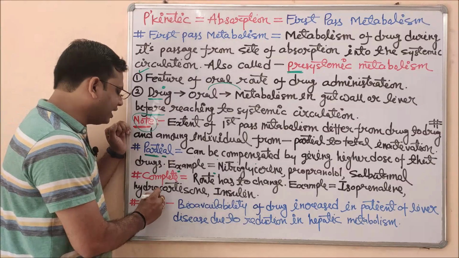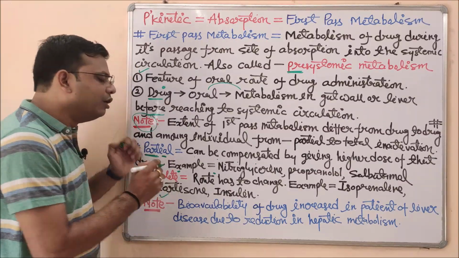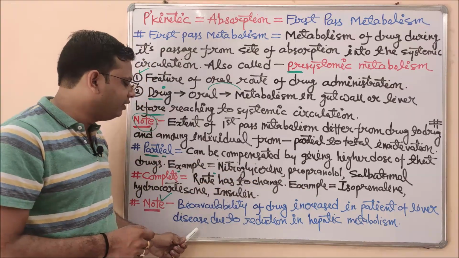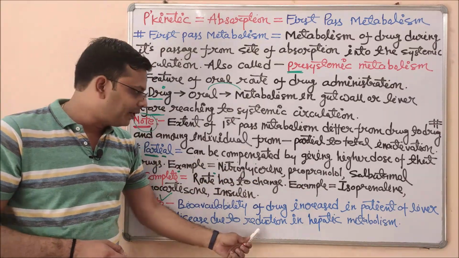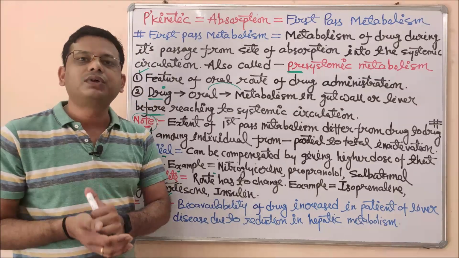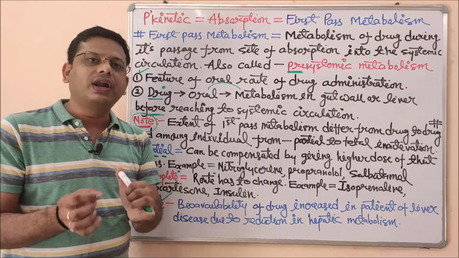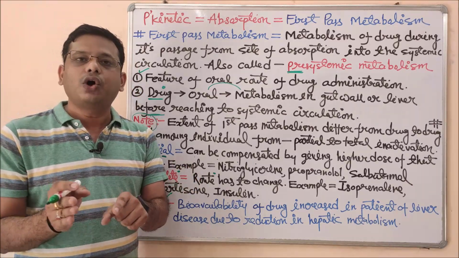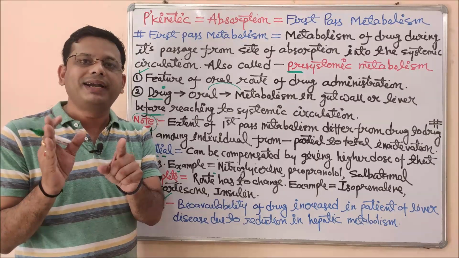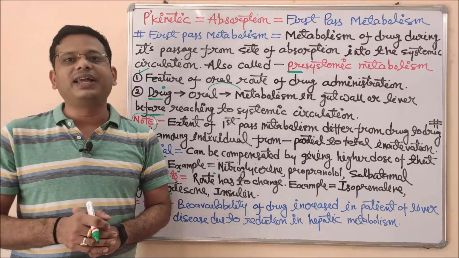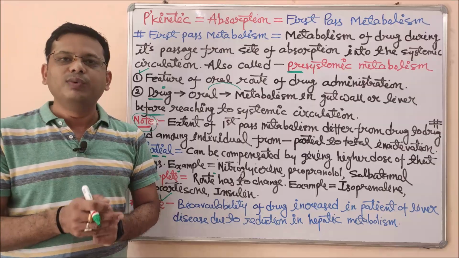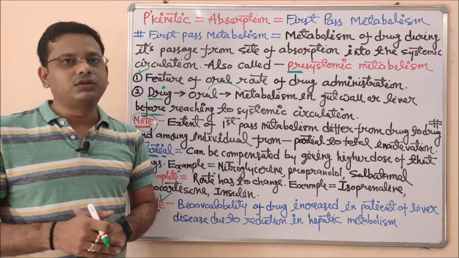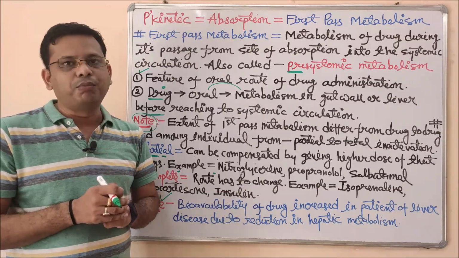Coming to the next important note: the bioavailability of the drug increases in patients who have a problem in their liver, because of reduction in hepatic metabolism. If someone is having a liver problem and you give this kind of drug with partial loss, the destruction of the drug will not take place because the metabolic site, the liver, is not working as it should. That is why the bioavailability will be higher, because there is reduction in the destruction of the drug due to first pass metabolism. So that is an important note.